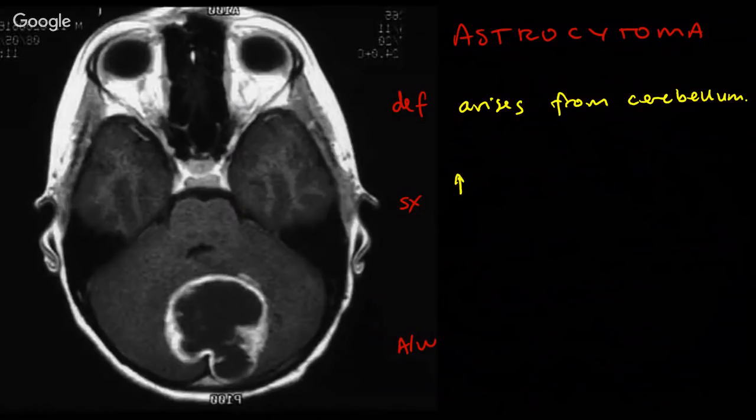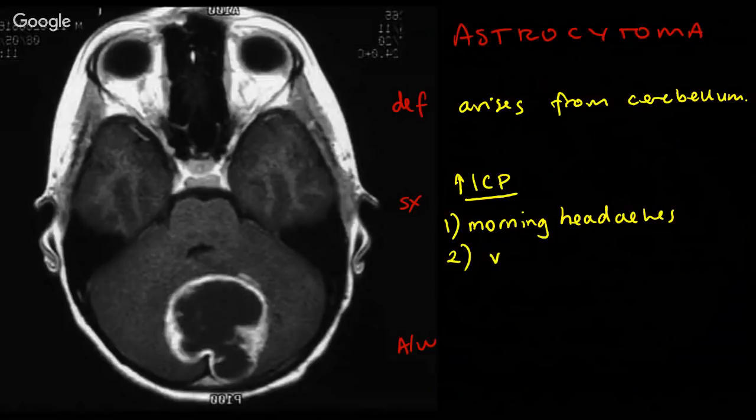So again, predominantly increased ICP is your predominant symptom, but there is a triad that you might expect. One is the child might complain of morning headaches. The reason for that is particularly just because it's gravity fed. Two is vomiting. Third is lethargy. So these are your triad of somebody who has increased ICP.